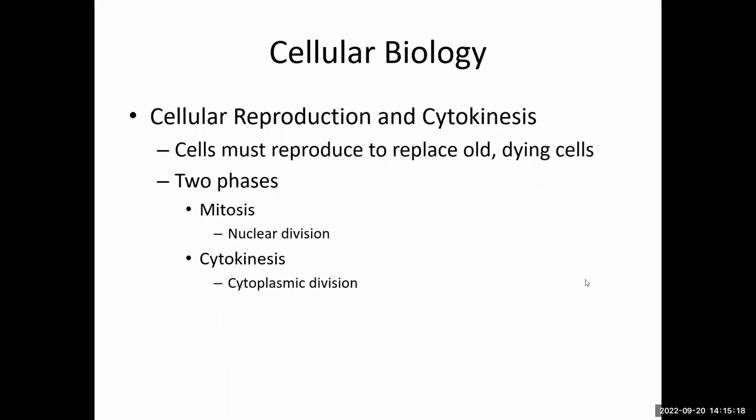Cell reproduction is a process by where we go through and take old cells and replace them with new cells in this process of asexual reproduction called mitosis. Mitosis has two phases. We have the mitotic phase, which is nuclear division, and then cytokinesis, which is cytoplasmic division, where we're going to start dividing out the organelles within the cell.